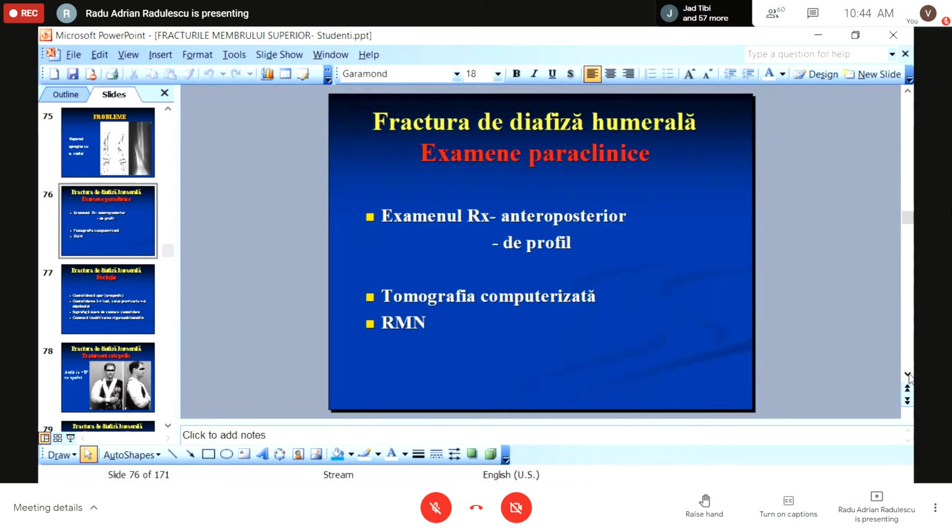Besides, like usual, the first examination that we need will be the X-rays, the anteroposterior view and lateral view, in order to diagnose precisely the fracture. And besides that, we'll need sometimes a CT scan if we have a comminuted fracture, or an MRI if we have a complication at the level of the soft tissues around the fracture site.